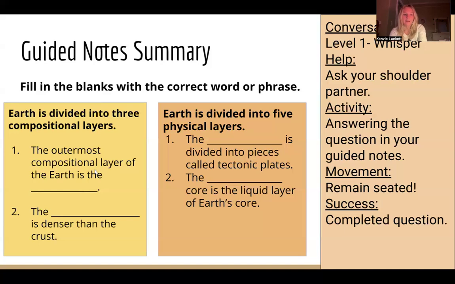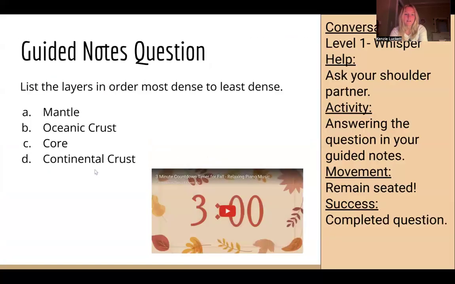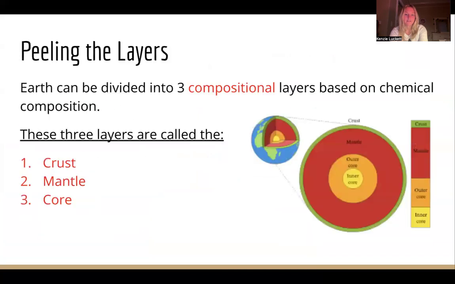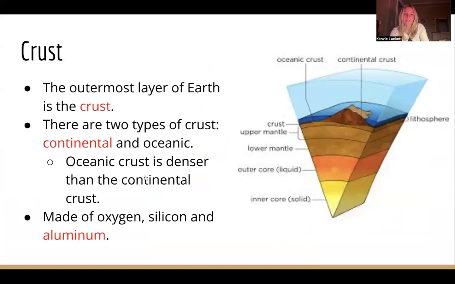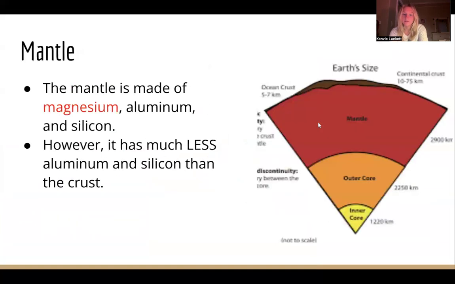Okay, so let's go back to our compositional layers and find the answer to this question. Okay, here's the answer. It's the crust. This is the outermost layer of Earth. Remember, we have the oceanic crust and we have the continental crust. The continental crust is our continents or land, and our oceanic crust is that crust on the bottom of the ocean floor. All right.